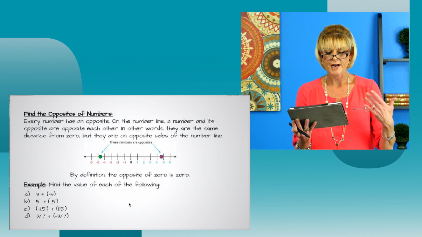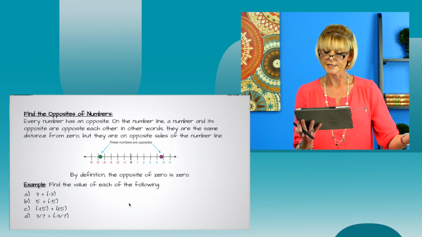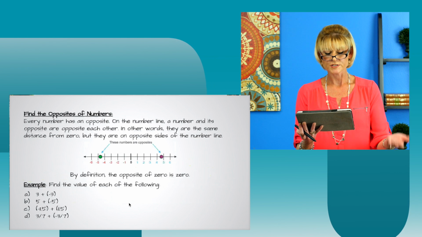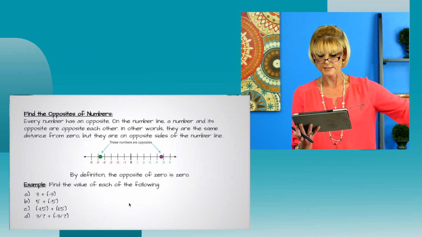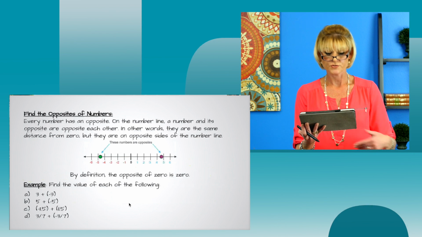Let's also talk about how to find the opposites of numbers. Every number has an opposite, and on the number line, a number and its opposite are on opposite sides of each other. In other words, they are the same distance from 0, but on opposite sides of the number line. Also, by definition, the opposite of 0 is 0.